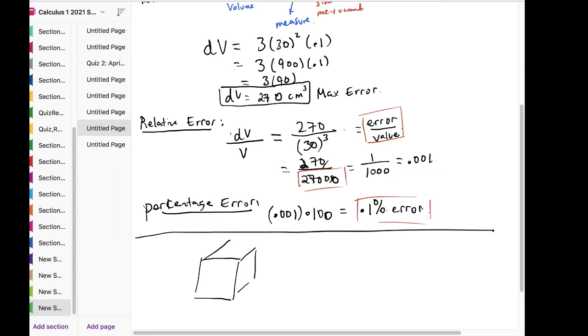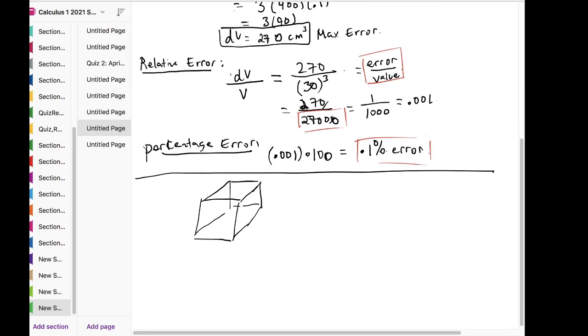Yeah, s squared times 6. So if you ever forget this formula, it's very easy to remember if you can draw a picture. Usually with a lot of surface area formulas, you can use this trick, like the surface area of a cylinder.